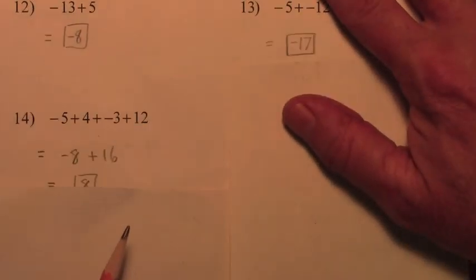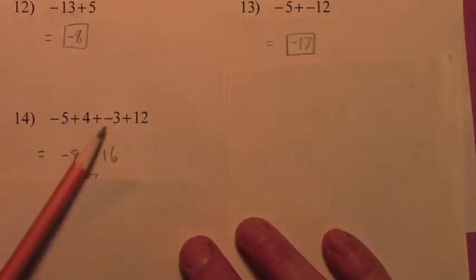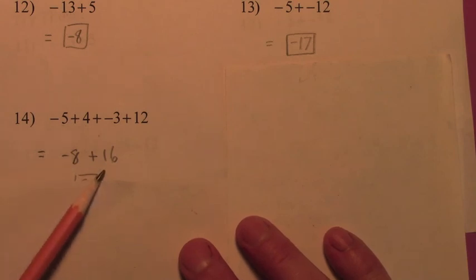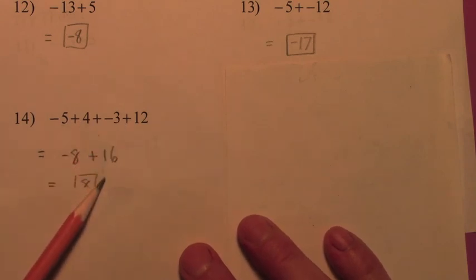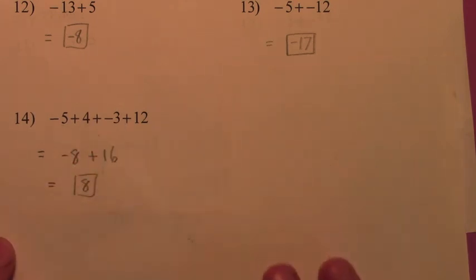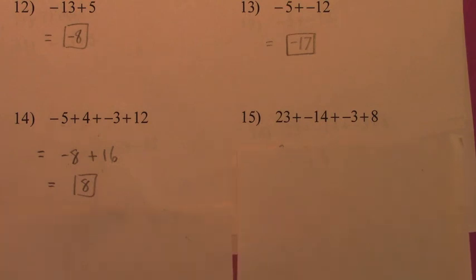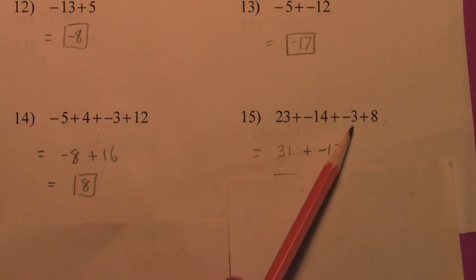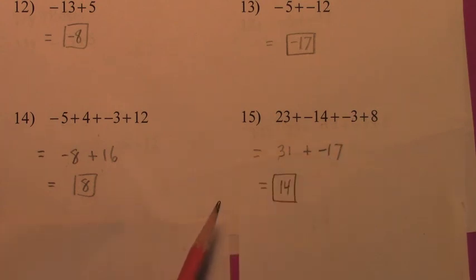This one, did you use the commutative law? Did you add the -5 plus the -3 to get -8? And then you add the 4 and the 12 and get 16. Your answer should be 8. And the last one, did you use the commutative law? Add 23 and 8 and get 31. Negative 14, negative 3, you get negative 17. You add those together, you get 14.